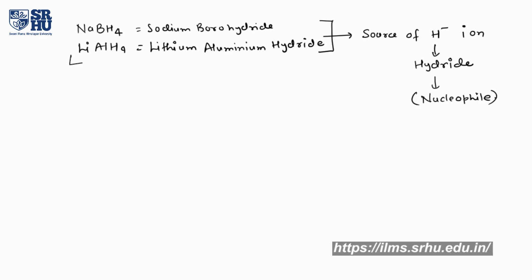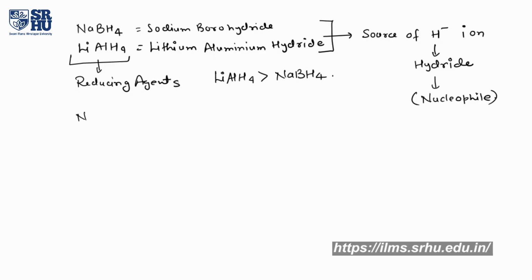These two, NaBH4 and LiAlH4, as I have said, are both reducing agents. However, if we consider the power or the reducing capability of sodium borohydride and lithium aluminium hydride, we will find that lithium aluminium hydride is a stronger reducing agent than sodium borohydride. And there is a reason behind it. To know that reason, we must first take a look at the structure of both.